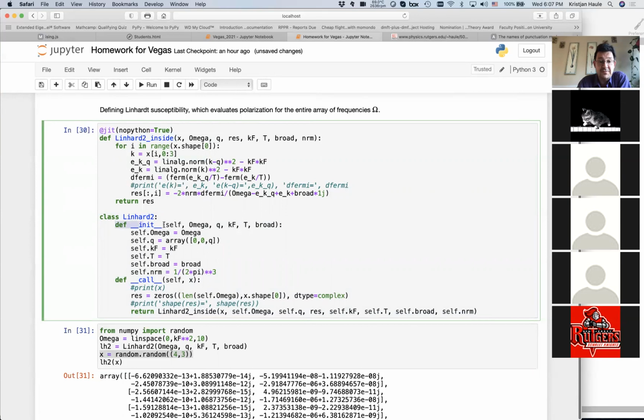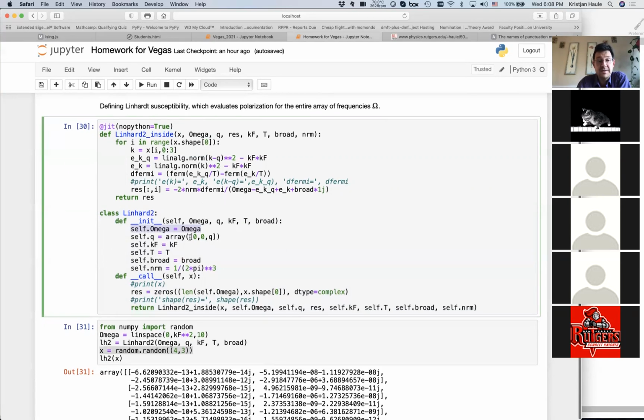So when we define the class Slingheart, we give as an input frequency omega, which is allowed to be an array. And then we just remember that omega is equal to self omega. So up to now, as far as I can see, there is no change, because working with arrays or with numbers at this point doesn't matter. But the difference is here.